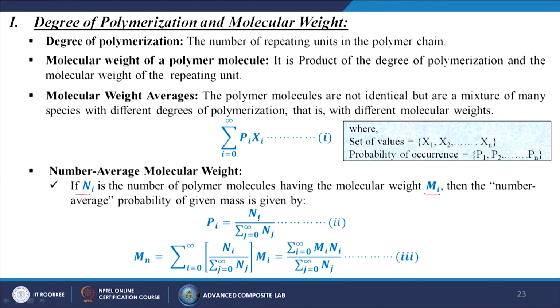What is Mn? Generally it is the summation over i equal to 0 to infinity of Ni by the summation over j from 0 to infinity of Nj, into Mi, which means it is equal to the summation over i equal to 0 to infinity of Mi Ni by the summation over j from 0 to infinity of Nj. So, this is another equation.